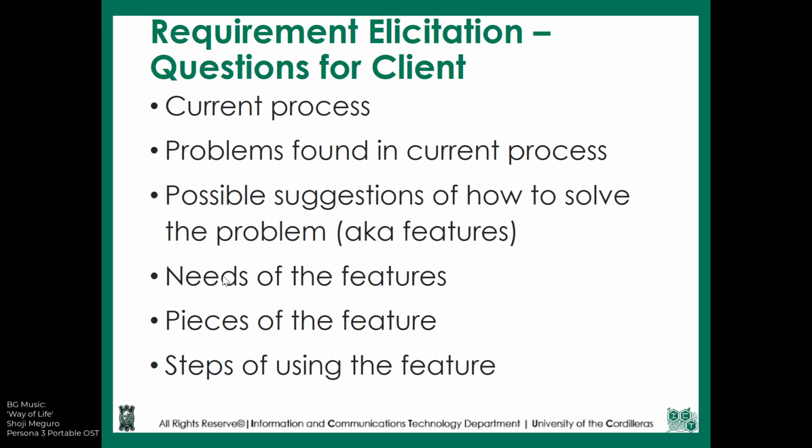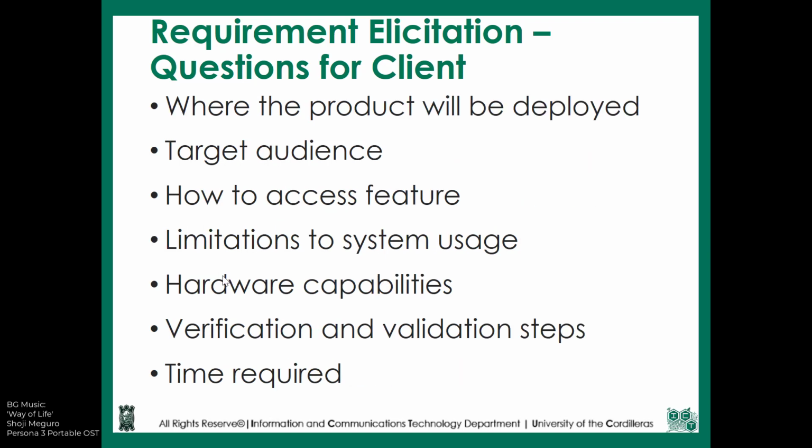So really important are the current processes, problems found in the current process, and possible suggestions of how to solve the problem. With this one, you can kind of see the pattern with your practical research. In terms of project management or actually creating a system or an animation, it would differ around here. So the needs of the feature, pieces of the feature, and also the steps of using said features.